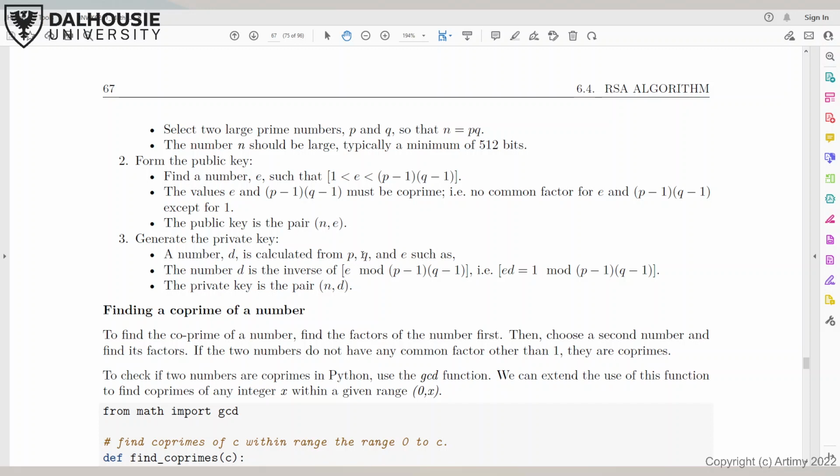We keep N in mind, and then in step 2, we will find a number that we call E. That's actually the public key, or one of the two keys. The number has to be larger than 1, so 2, 3, 4, and so on, and smaller than (P minus 1)(Q minus 1). Any number in between.